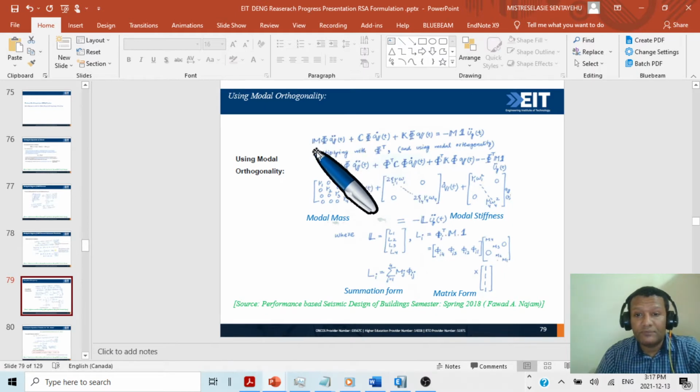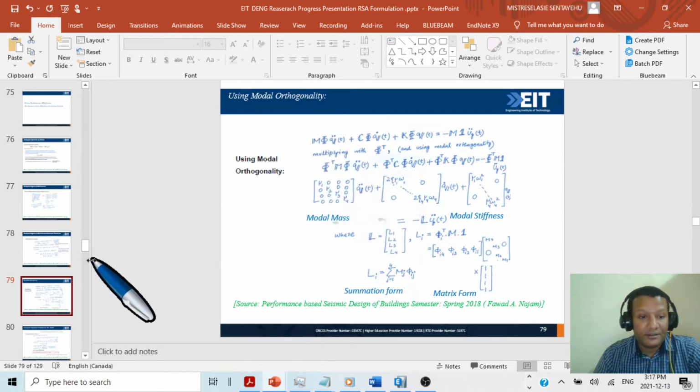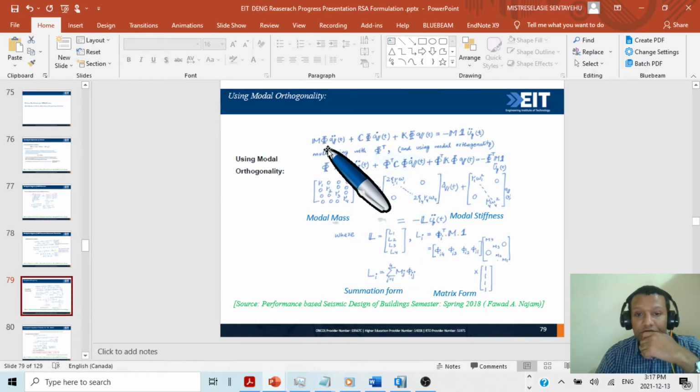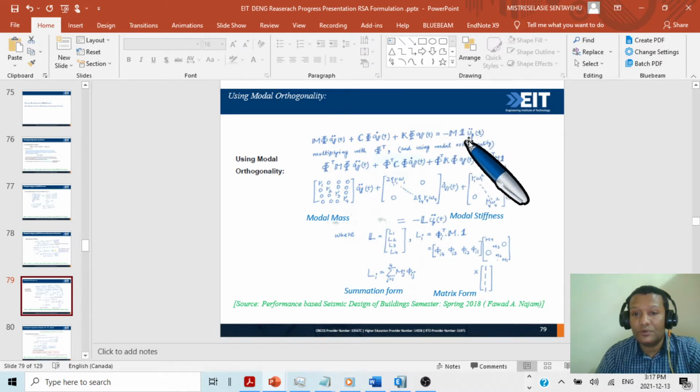Okay, so once we have the equation of motion, now we are going to use modal orthogonality. This is the modal orthogonality property. As you can see, this is m times u double dot of t, so we are going to change u with phi times q. So we have m times phi times q double dot plus c times phi times q dot plus k times phi times q of t is equal to minus m times 1 times ug double dot. So this is the equation. We just replaced the u part here.